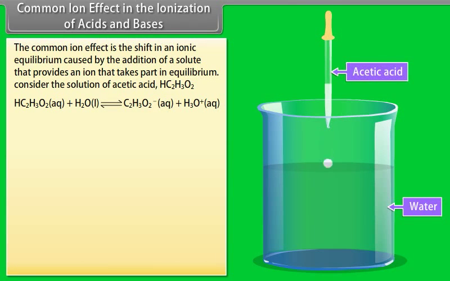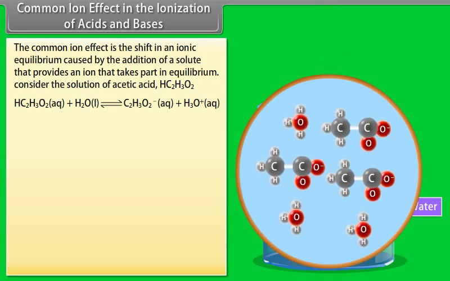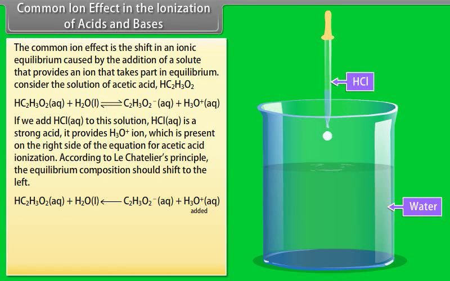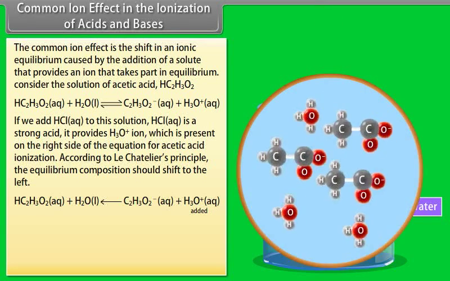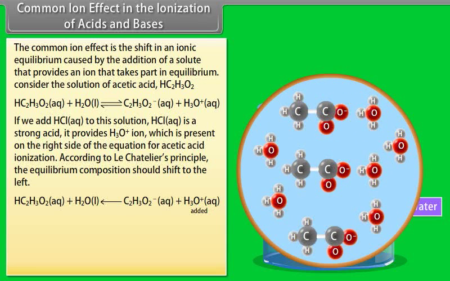Common ion effect in the ionization of acids and bases. The common ion effect is the shift in an ionic equilibrium caused by the addition of a solute that provides an ion that takes part in the equilibrium. Consider a solution of acetic acid, HC2H3O2. If we add aqueous HCl, a strong acid, to this solution, it provides H3O+ ions, which are present on the right side of the equation for acetic acid ionization.